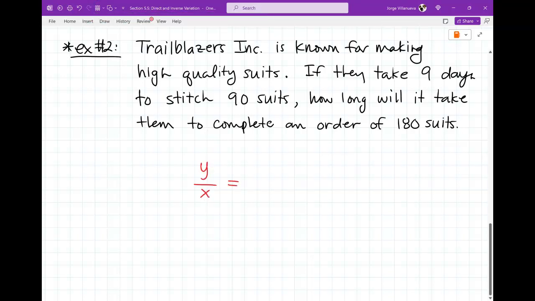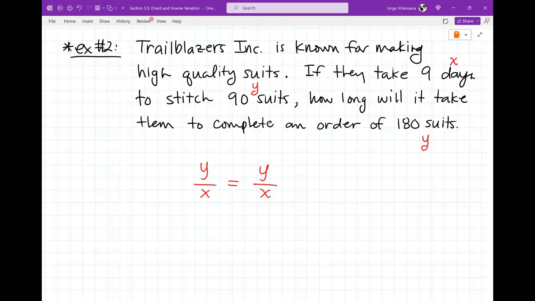y over x is equal to y over x. This means that you're going to have to assign something as x and something as y. I always tell people just whatever comes first, call it x, and then the next thing will be y. So the number of days, I'm going to call x, and the suits, I'm going to call y. Then I keep reading the problem, and it says, how long will it take to complete an order of 180 suits? That's also y. Suits are y, days are x. Now you can flip it if you want. You can make the suits be x and the days be y, whatever you want. It doesn't matter. Just be consistent.